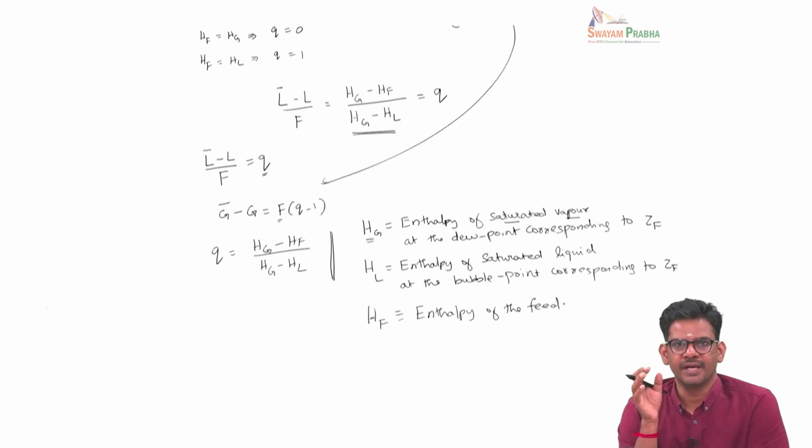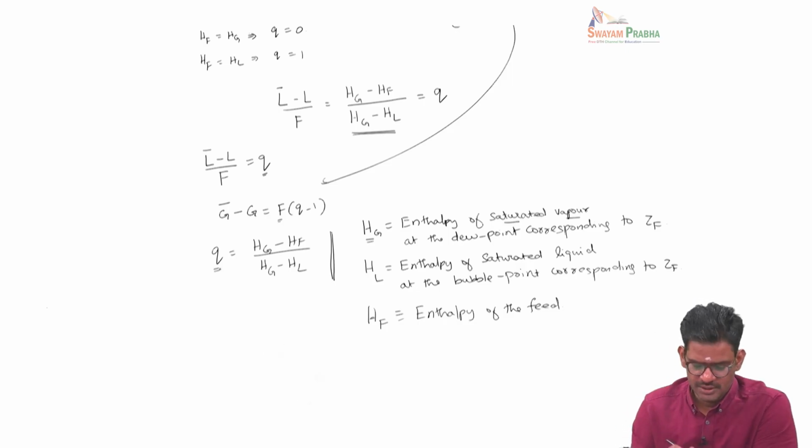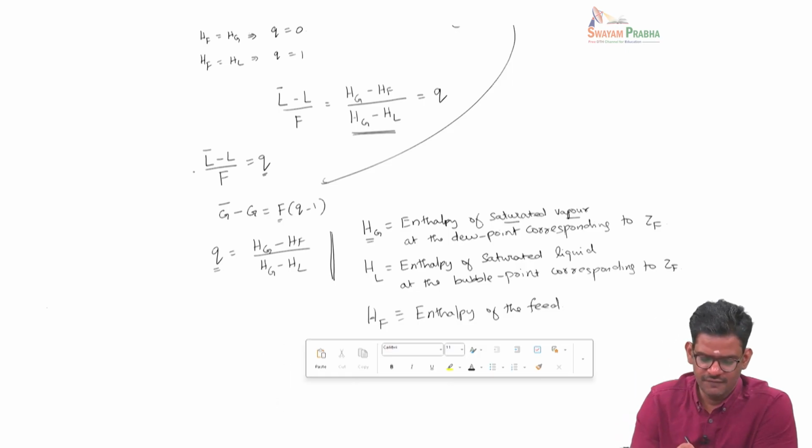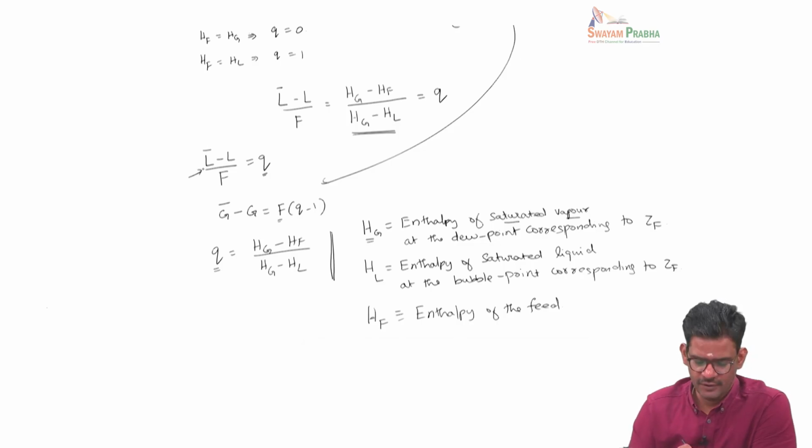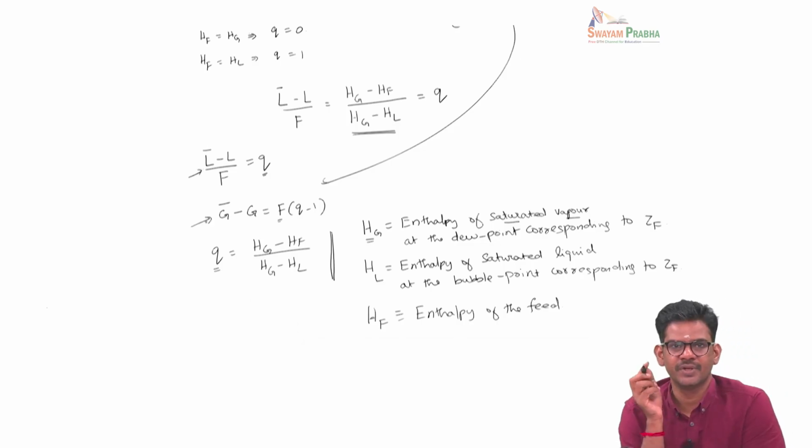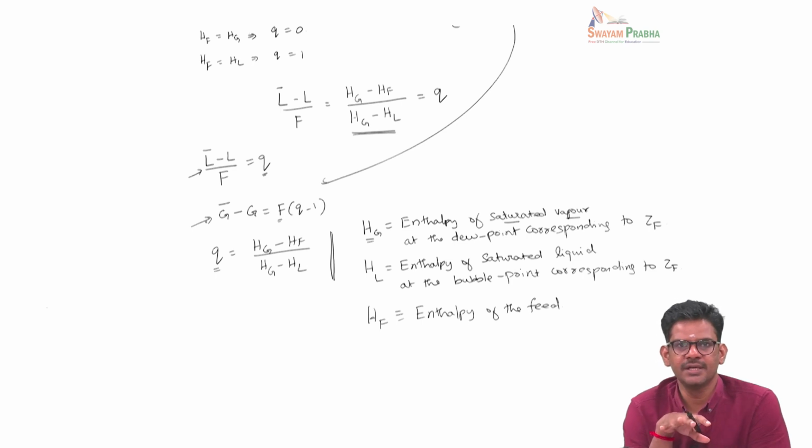So if we can calculate these three enthalpies, we can obtain Q, and if we obtain Q, we can find out the change in the liquid flow rate as well as the gas flow rate. So essentially these are all set by the material balance applied to the feed tray.